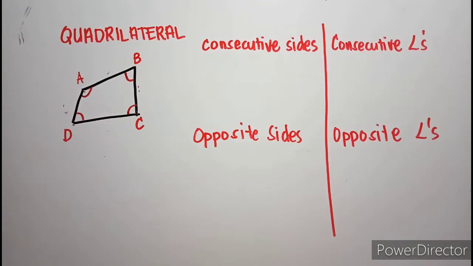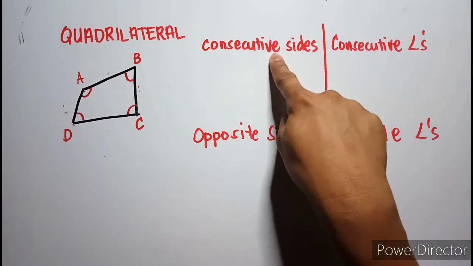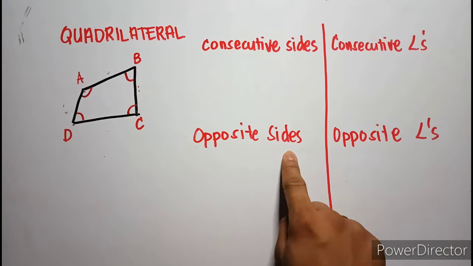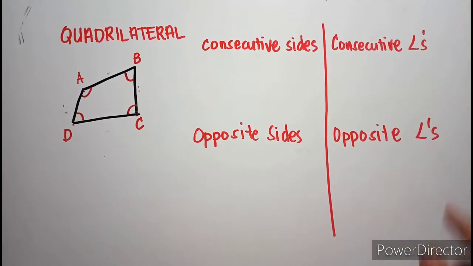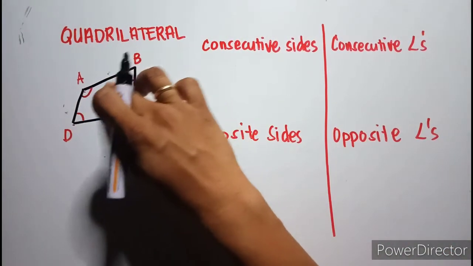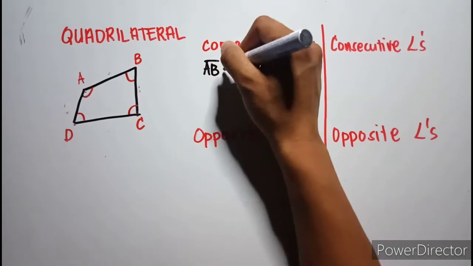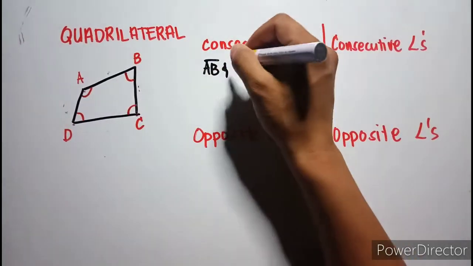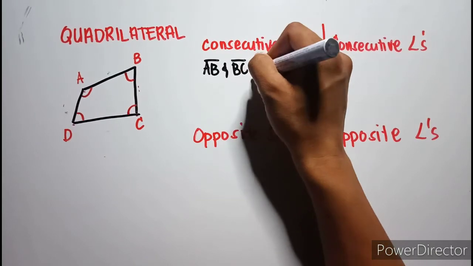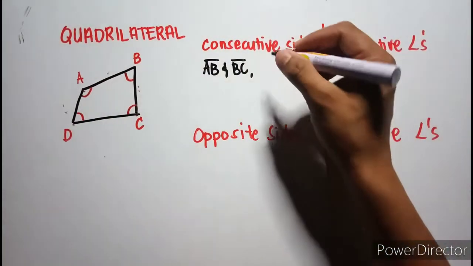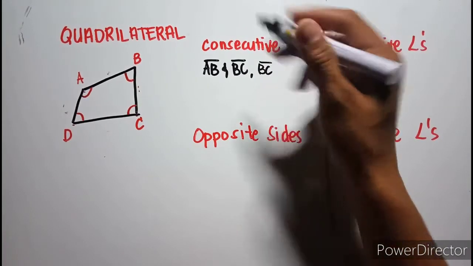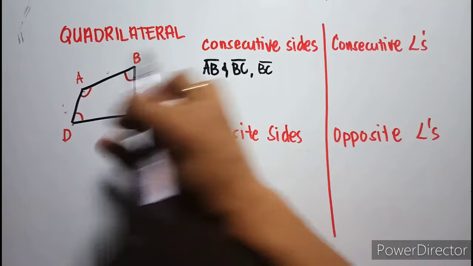Okay, in a quadrilateral, we need to identify the consecutive sides, consecutive angles, opposite sides, and opposite angles. So, in our 4 sides, meron diyang consecutive. Consecutive ay yung magkasunod. Magkasunod na side. Okay. So, pwedeng ang consecutive side mo ay si AB and BC. So, that is your first consecutive sides. Sunod, si BC. So, BC, ang kasunod niya ay si CD.